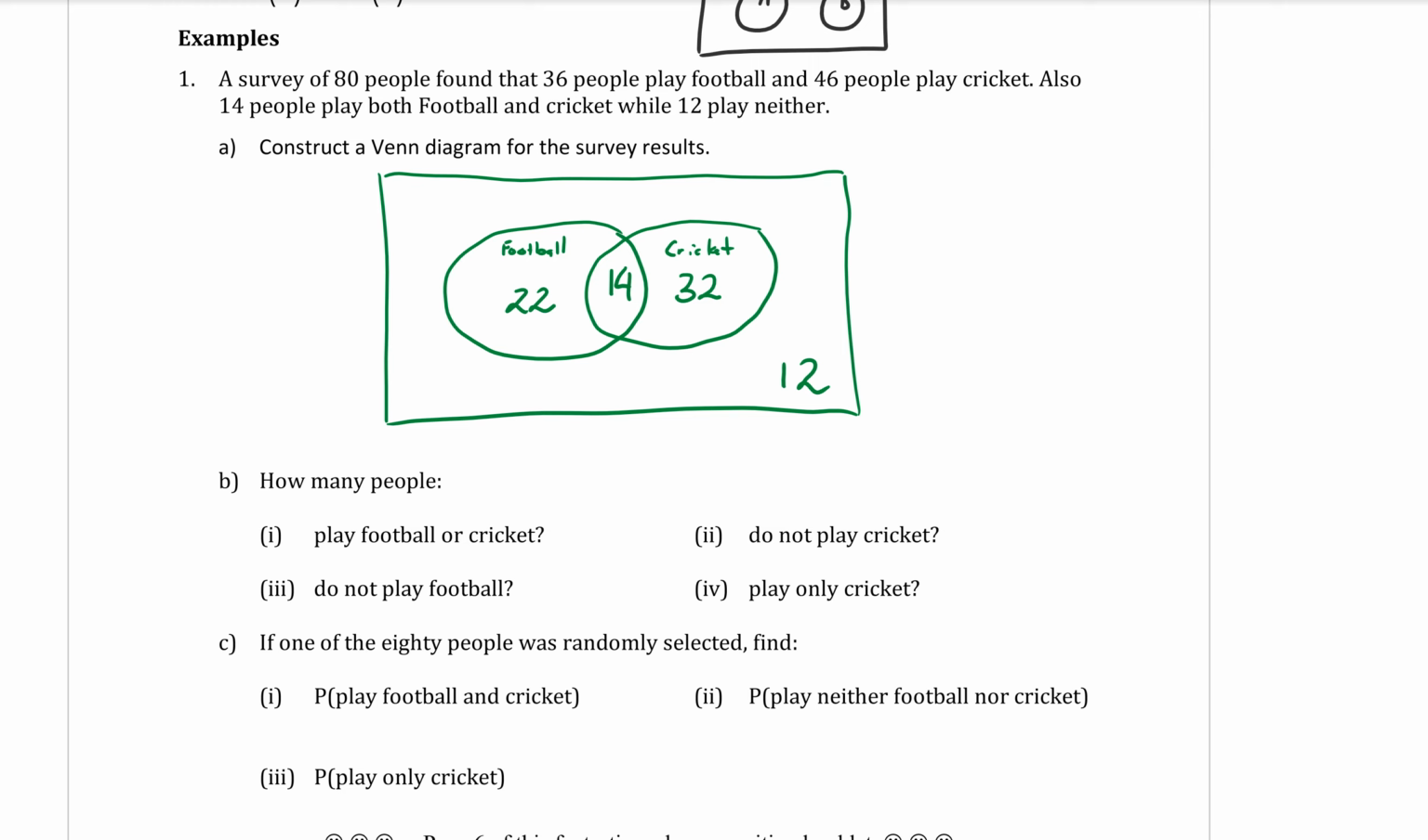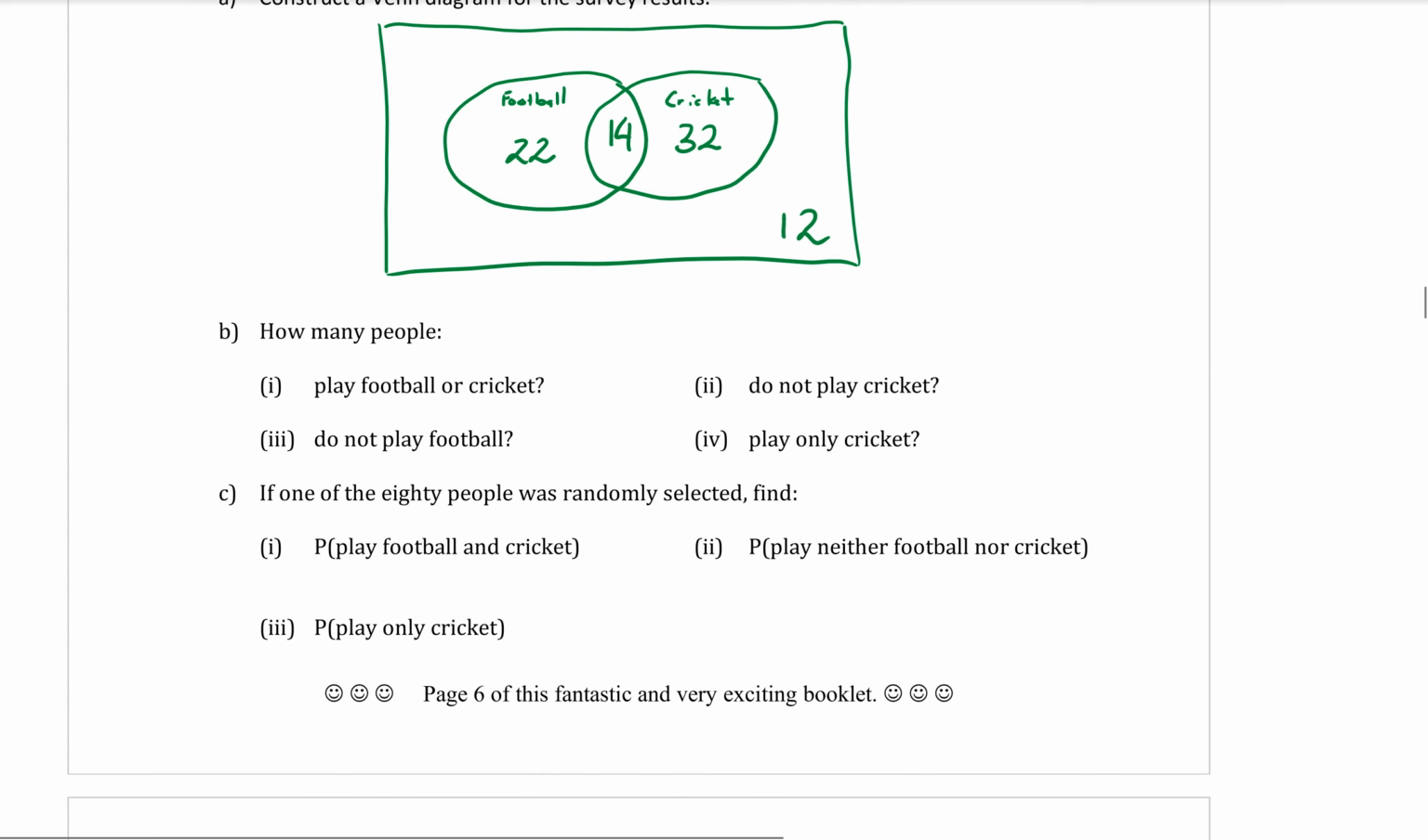Now that we have an accurate Venn diagram, of course we want to answer some questions about it. So part B. How many people, now pay attention when you're doing this in tests and in your exercises, are you doing probability or are you doing the number? We're doing number. So I just want the number of people who play football or, and I kind of want to highlight it, there's that magic word, or cricket. Okay, it's not and, it doesn't have to be both.